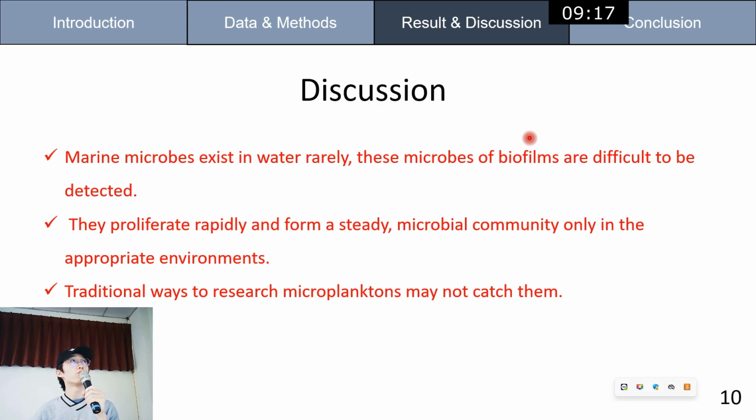First of all, the marine microbes exist in water rarely, and they proliferate rapidly and form a steady microbial community only in the appropriate environment. And the third, the traditional way to research microplanktons may not catch them. So there are so many kinds of bacteria, microbes we don't know.